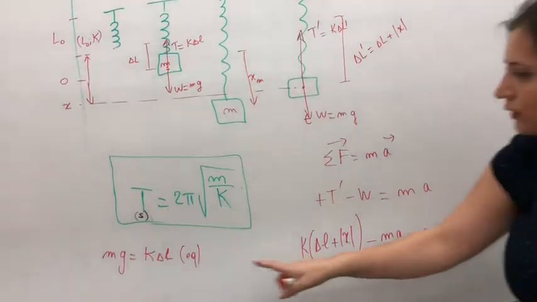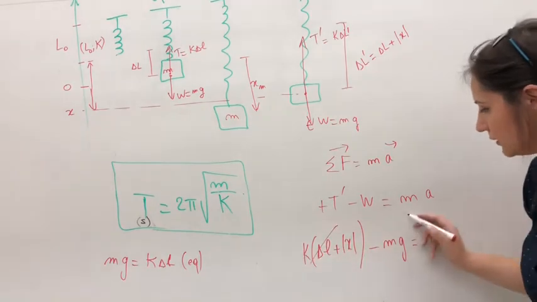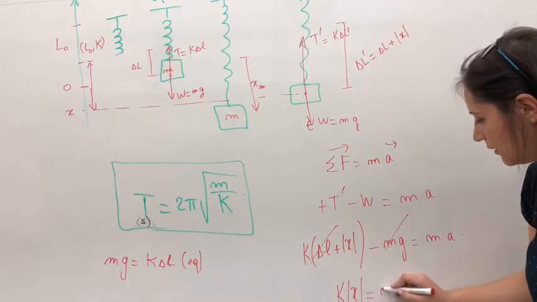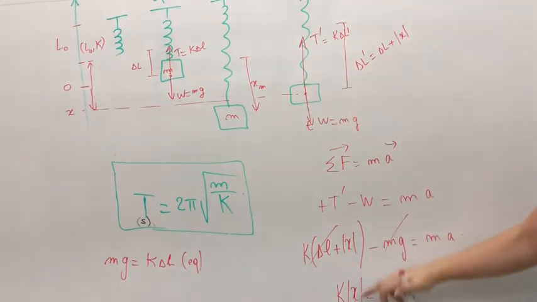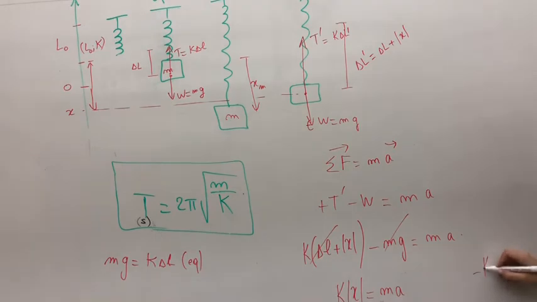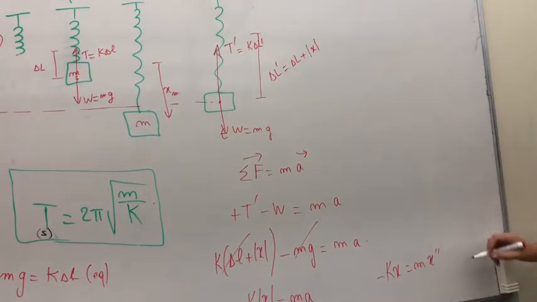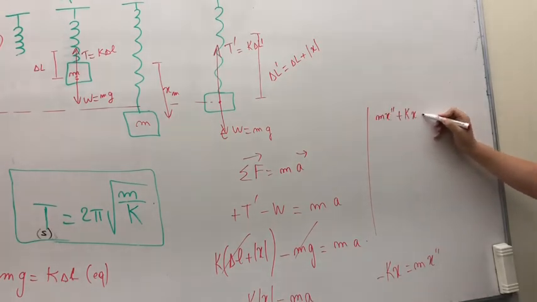Okay, from the equilibrium, whenever we see K delta L old equals mg, they cancel each other, which leaves K times absolute value of x equals ma. In this part we took x as negative, so minus kx equals ma. Acceleration, you all know, is the second derivative of the position. We take everything to one side, so it looks like this: m x second plus kx equals 0.